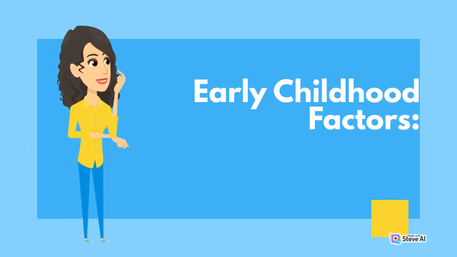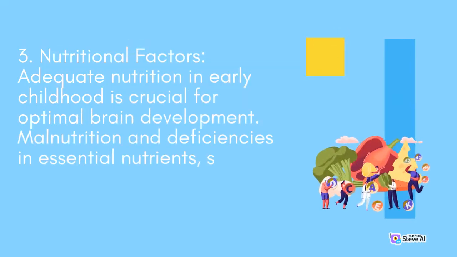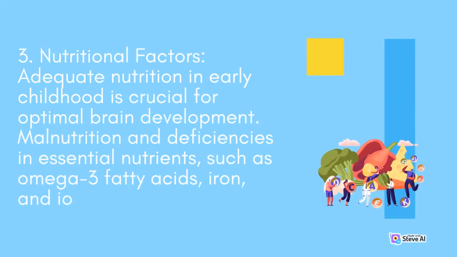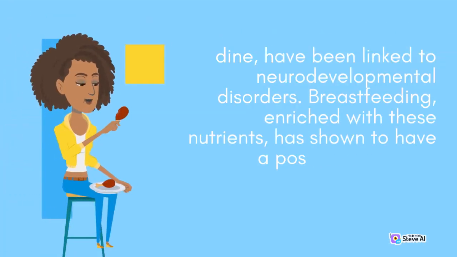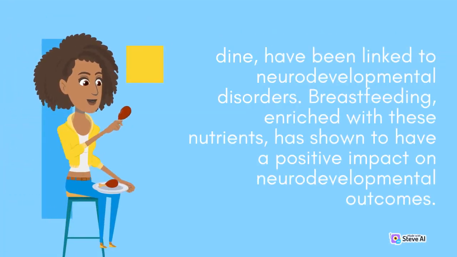Early childhood factors. 3. Nutritional factors. Adequate nutrition in early childhood is crucial for optimal brain development. Malnutrition and deficiencies in essential nutrients, such as omega-3 fatty acids, iron, and iodine, have been linked to neurodevelopmental disorders. Breastfeeding, enriched with these nutrients, has shown to have a positive impact on neurodevelopmental outcomes.